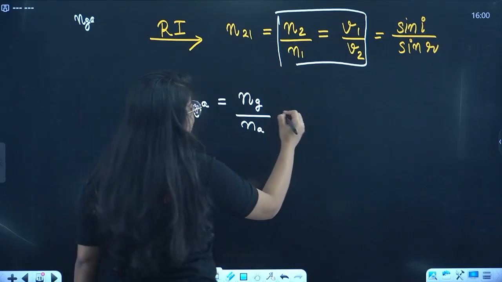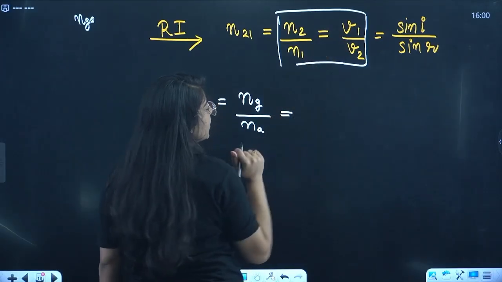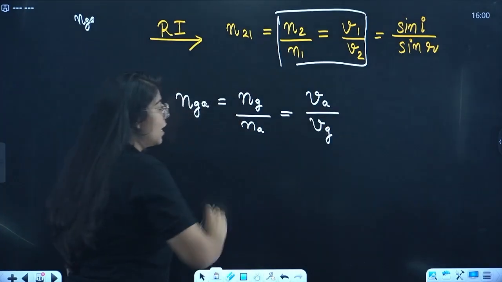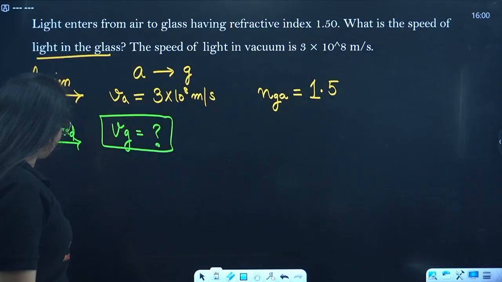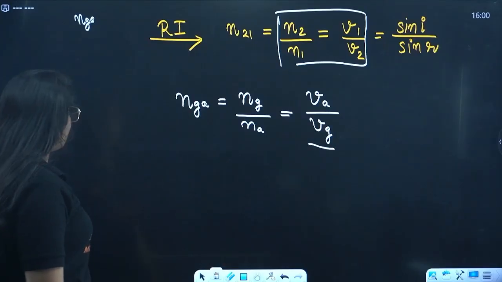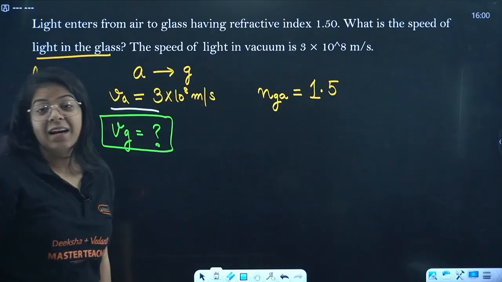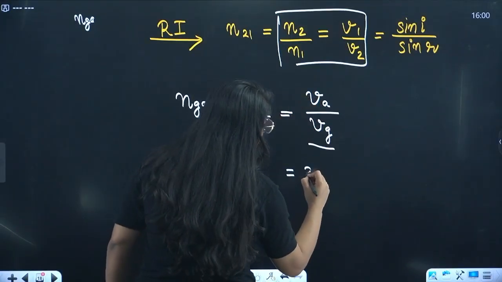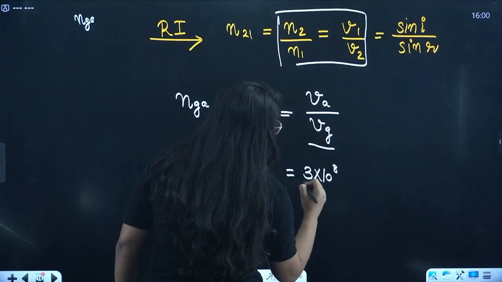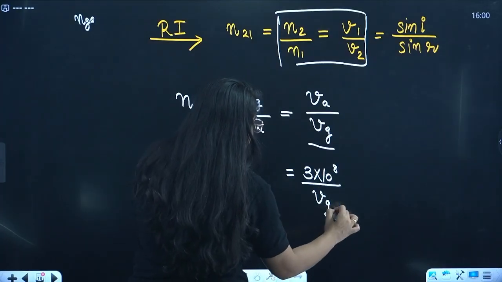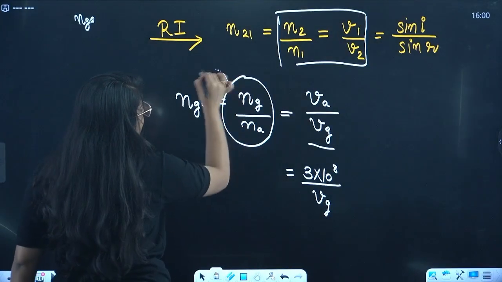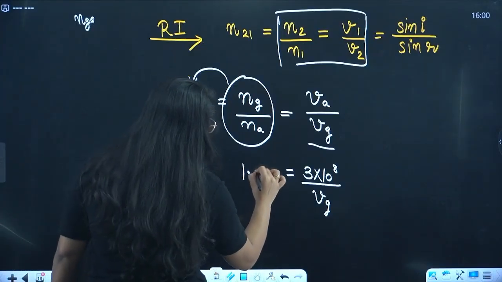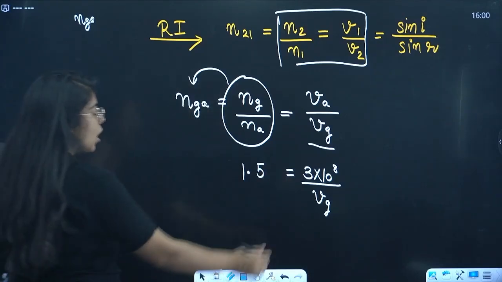Understood? And now velocity is inversely proportional. N1, V1 is on the numerator side. So V of A divided by V of G. Now what are you given? You have to find V of G. So we will find V of G. You are given the velocity in air, right? That is given. So this V of A is 3 into 10 raised to power 8 meter per second, divided by V of G, which is something we have to find, and this whole value is N of G into A, that is 1.5, already given. Done.